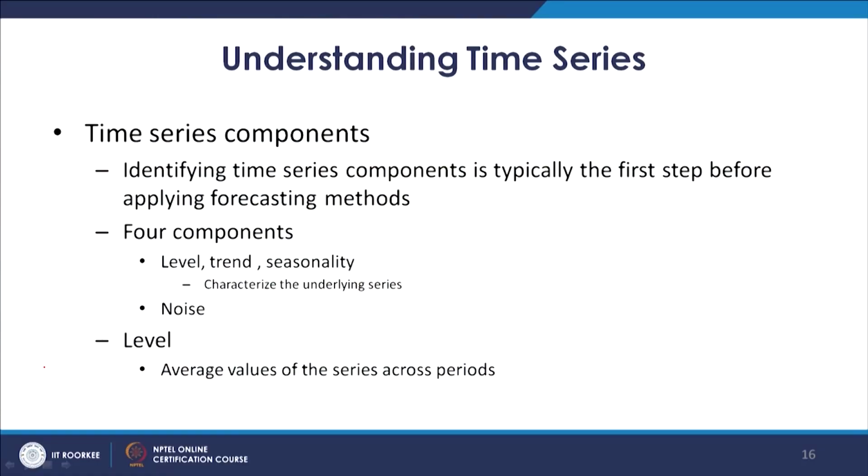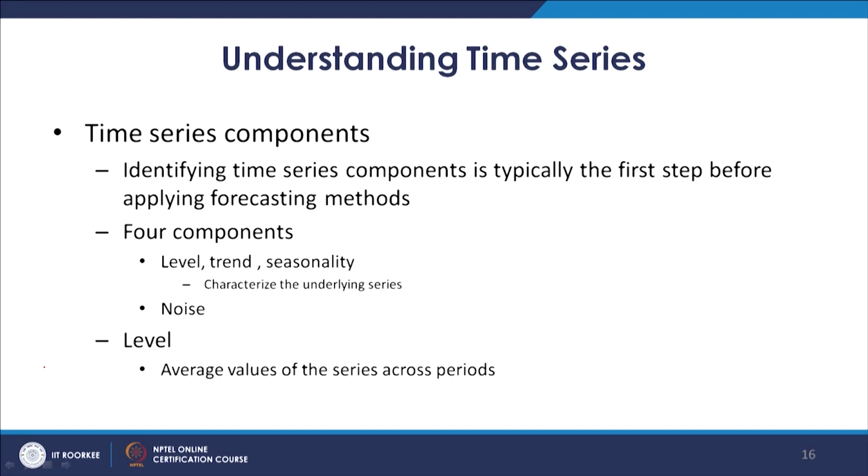So, typically we do this identification process of time series components, and whatever insights we get through understanding different components are incorporated in the next few steps that we use in our forecasting. So, what are these time series components? Typically 4 components are there. The first 3 we have grouped together: these are level, trend and seasonality.